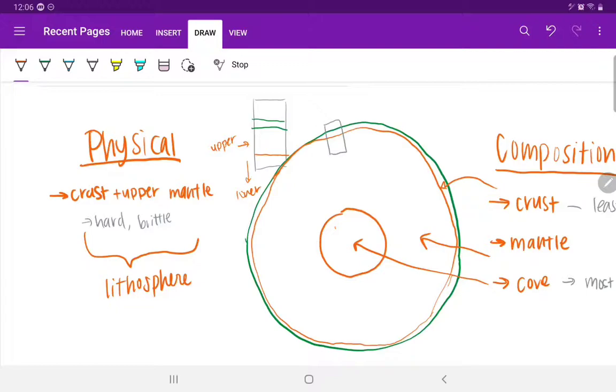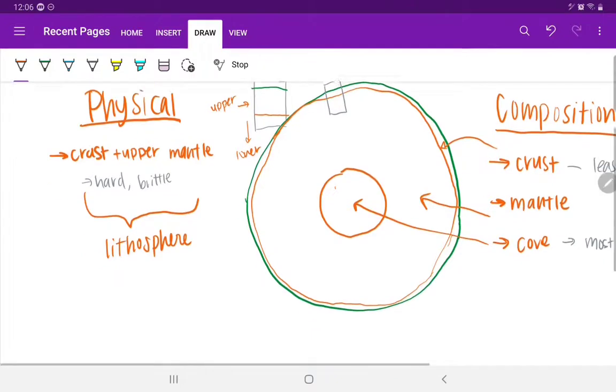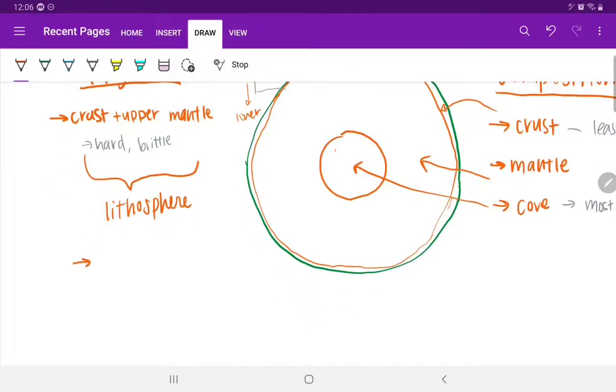We can see that the asthenosphere is still a part of the upper mantle, but it's below the lithosphere. And so after we have the lithosphere, we have what's known as the asthenosphere. And again, it's weaker and mobile.